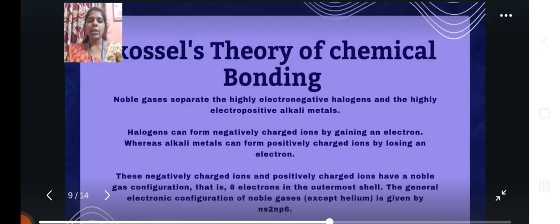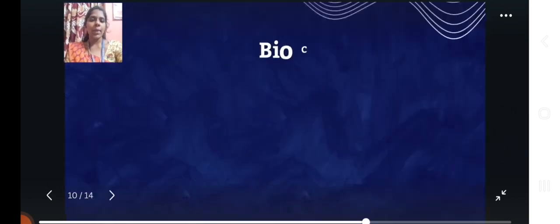Kossel's theory of chemical bonding. Noble gases separate the highly electronegative halogens and the highly electropositive alkali metals. Halogens can form negatively charged ions by gaining an electron, whereas alkali metals can form positively charged ions by losing an electron. These negatively charged ions and positively charged ions have a noble gas configuration, that is 8 electrons in the outermost shell. The electron configuration of noble gas is given by ns2 np6.